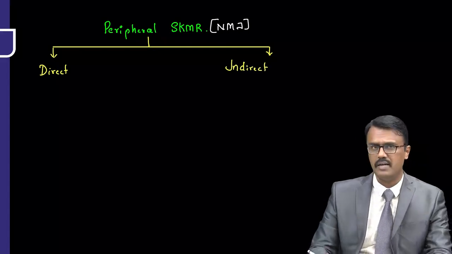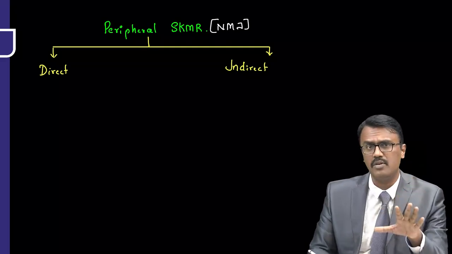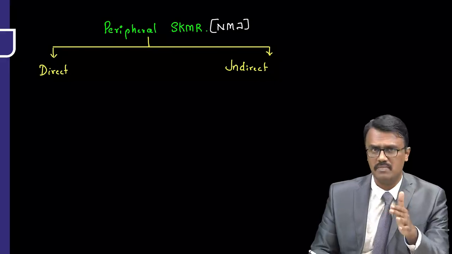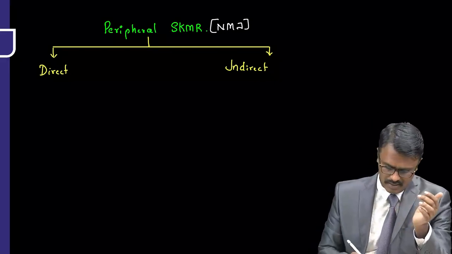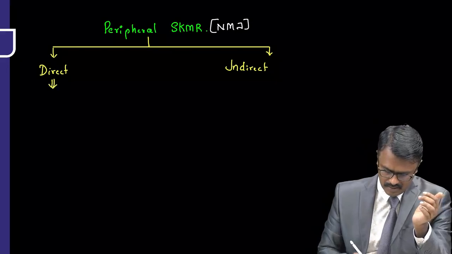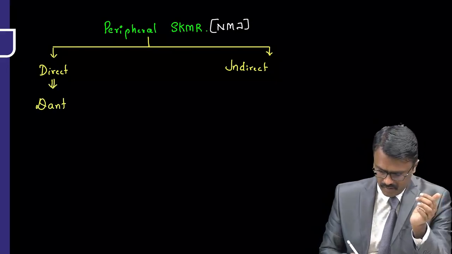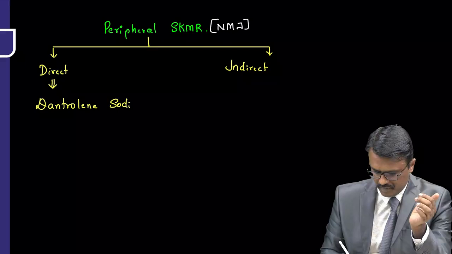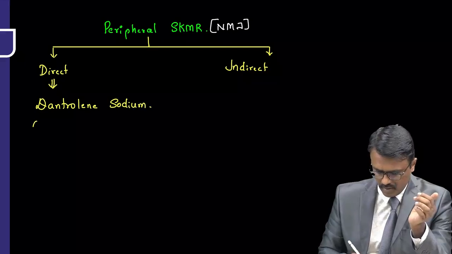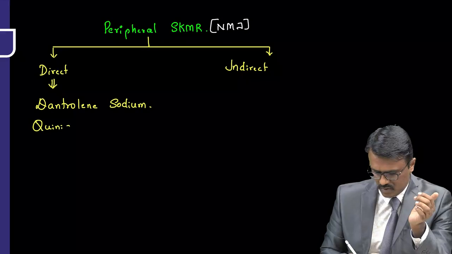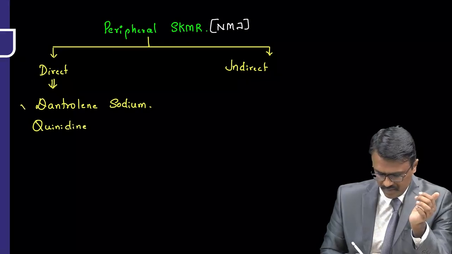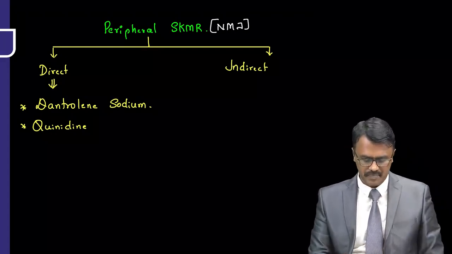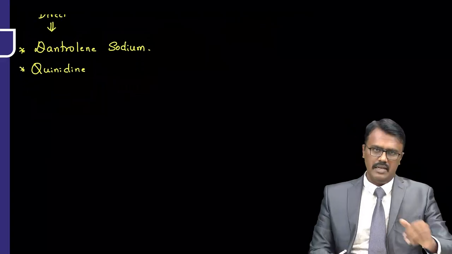Now, what is the meaning of direct acting? The meaning is it directly acts on the muscle. Indirect acting means they don't act on the muscle, they act on the receptor, that is the neuromuscular junction. The directly acting skeletal muscle relaxant, the name is called dantrolene sodium. And one more outdated drug, quinidine. So quinidine is an antiarrhythmic drug and it is also considered as a direct skeletal muscle relaxant. Okay, we'll come to the indirect later.